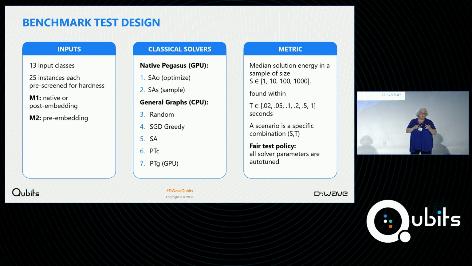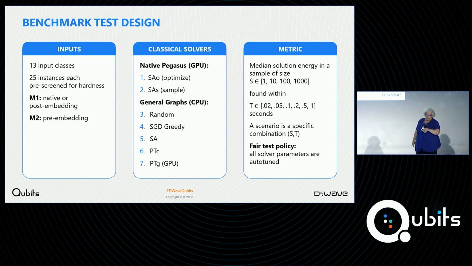We're going to request 1, 10, 100, or 1,000 samples from the solver. And those samples have to be returned within between 0.02 and 1 second, different time slices. So a combination of a particular sample size and time is called a scenario. We applied that scenario to all the solvers, all the inputs, and looked at which one was best, really. It was a rank-based, who gave you the best solutions.